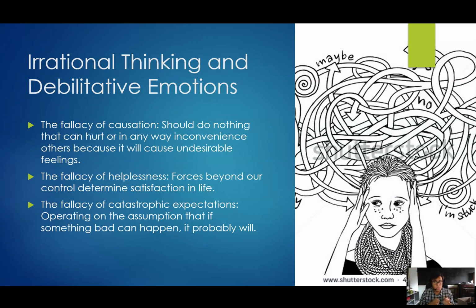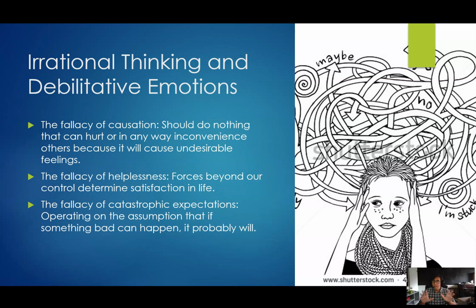And the fallacy of catastrophic expectations, operating on the assumption that if something bad can happen, it probably will. These are those people who will just automatically say, well, that will never work. Or, you know what? No, that's ridiculous. No, there's so many reasons why that's going to go wrong. And then don't actually do anything. So we want to be sure that we are removing these irrational fears because, well, that one specifically, it could also go very well. And how will we know if we do not try?